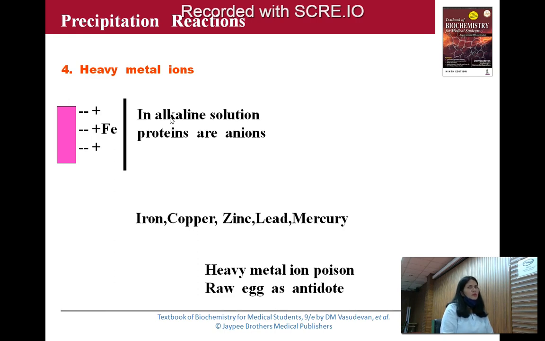For example, in the estimation of creatinine, have you done the estimation of creatinine in your practical? Is the practical estimation of creatinine completed or not? Yes, ma'am. So what do you add in the estimation? Do you add some acid, which has a yellow color?